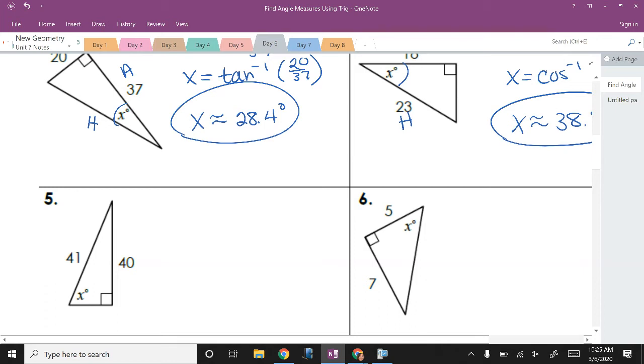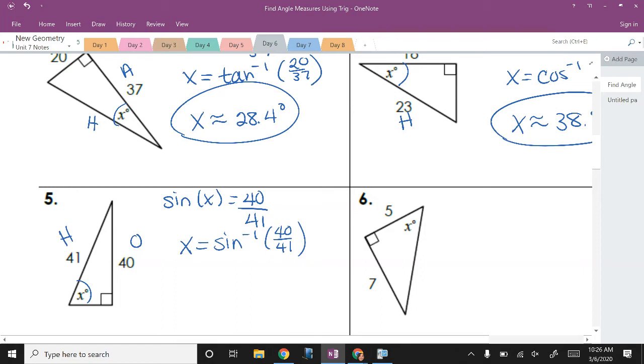All right, so number 5. With the 41 and the 40, are you going to use sine, cosine, or tangent? Sine, because 40 is opposite from the angle x, and 41 is the hypotenuse. So sine of x equals what over what? 40 over 41. And so x equals the inverse of sine of 40 over 41.